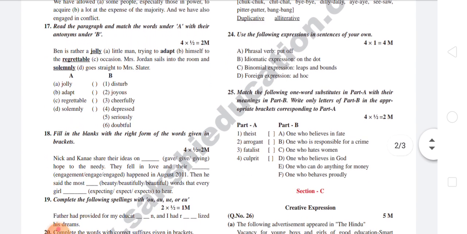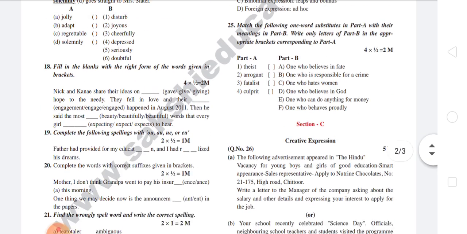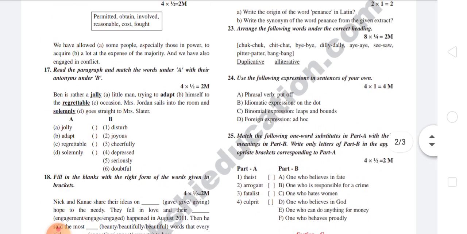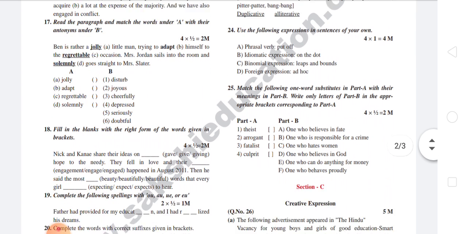And 25th question, match the following. In this also there are 4 questions, 4 into half is equal to 2 marks. Section B starts with the 16th question and ends with the 25th question. That is very important.